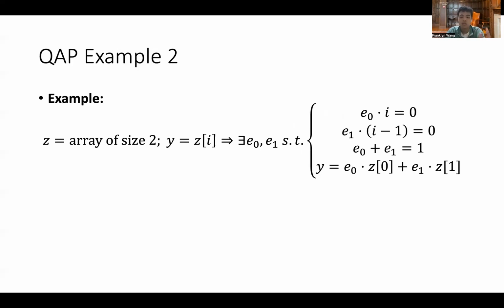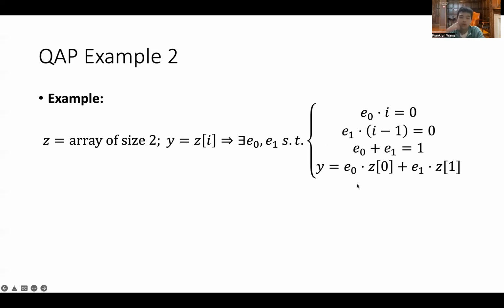Okay, now here's a slightly more complicated example, which hopefully motivates this, because it shows that QAPs can be rather complicated. So here z is an array of size 2, and y is z indexed at location i. And this is equivalent to the statement that there exist e0 and e1, so that e0 times i is 0, e1 times (i minus 1) is 0, e0 plus e1 is 1, and y equals e0 times z0 plus e1 times z1.